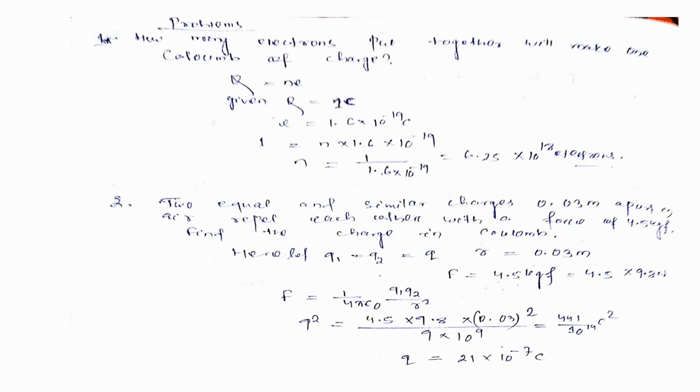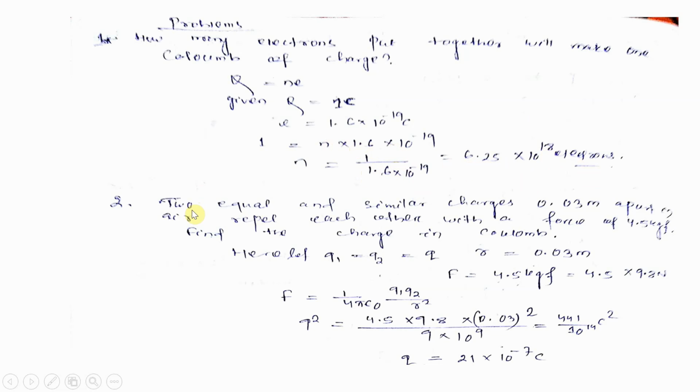We have to calculate the number of electrons, and since N is the number of electrons, here we put Q, which is 1 coulomb, equal to N into e, the charge of the electron, 1.6 into 10 to the power minus 19. So N will become 1 by 1.6 into 10 to the power minus 19. Dividing this, we get 6.25 into 10 to the power 18 electrons. So this many electrons put together make 1 coulomb of charge.